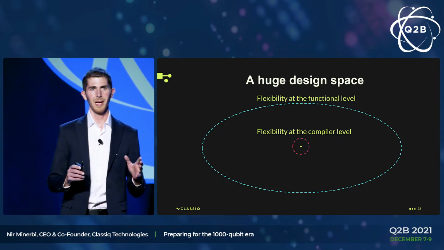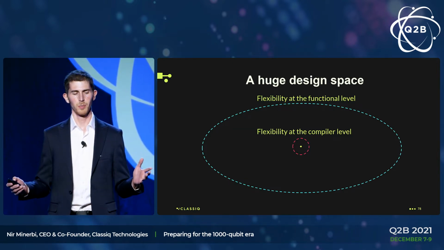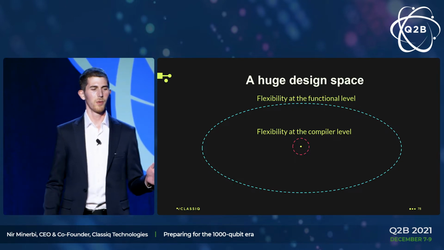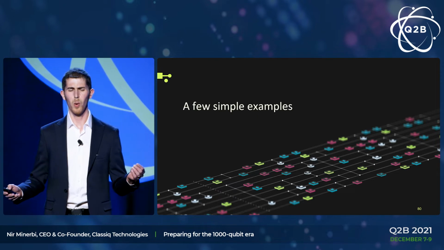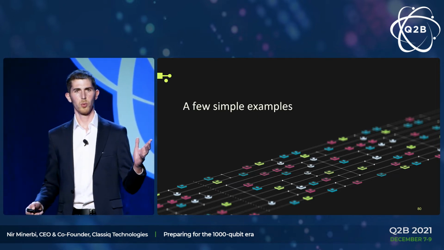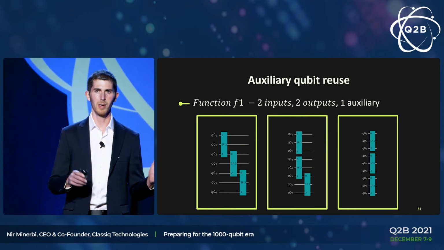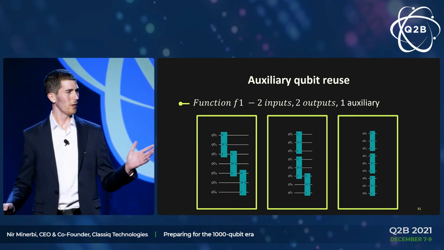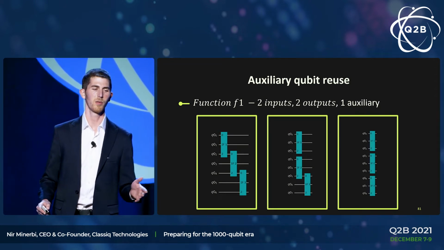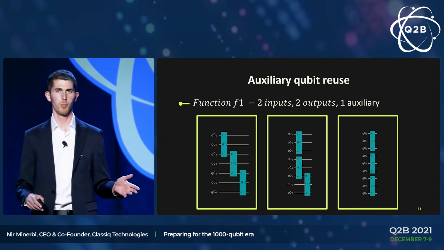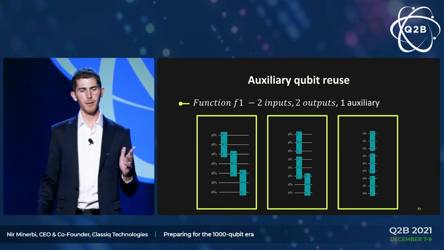So obviously the last mile is automated, but what about the rest of the marathon? Now I want to give a few simple examples of this large design space, and what it means to reach the very same functionality with different design choices. The first is quite simple. We have a function, this blue box, with 2 inputs, 2 outputs. It could do anything you imagine, and 1 auxiliary qubit.